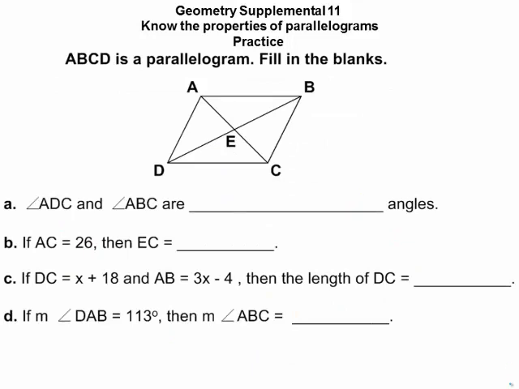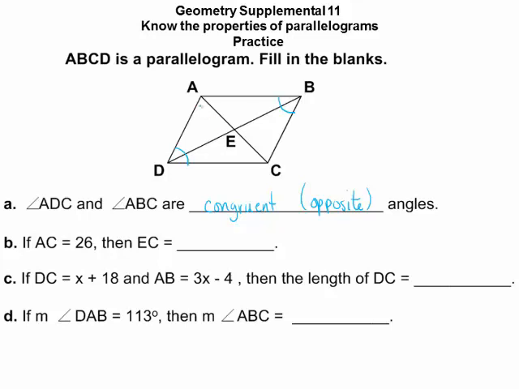All right, so angle ADC and ABC are what? I have ADC, that's this angle, and ABC, that's this angle. What is their relationship? Congruent. You could have also put opposite because they are opposite to each other. Both of those answers are true.